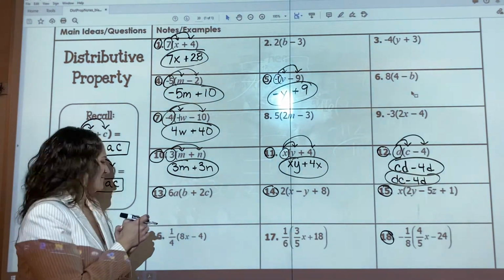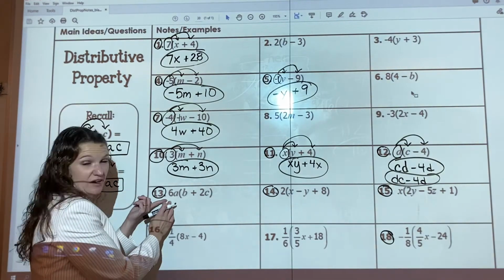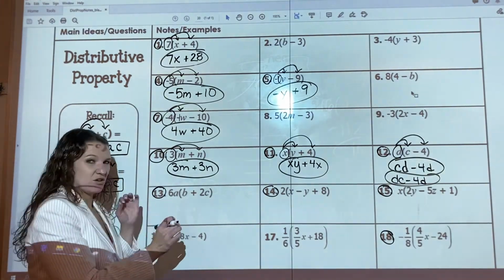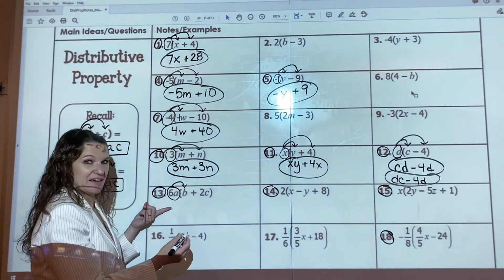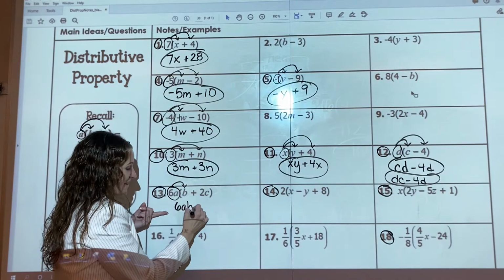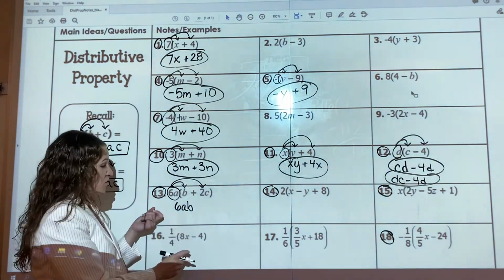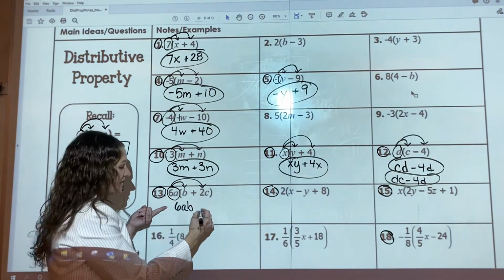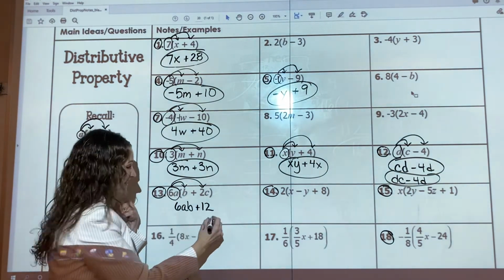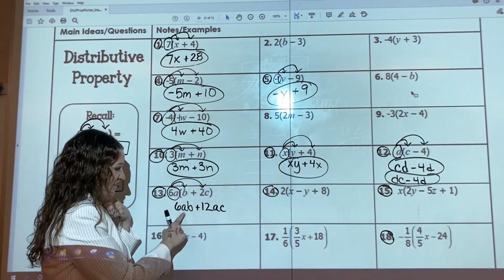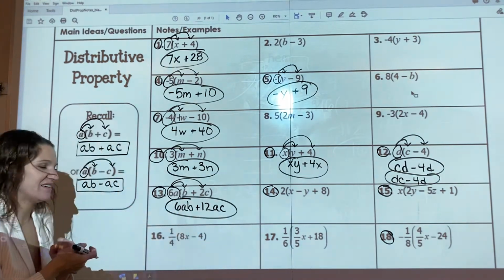Number 13. I like number 13 because now we're distributing two different things. We have a number part and a variable part. So we'll have to look at them slightly separately. 6a times b gives me 6ab. 6a times positive 2c. Well, 6 times positive 2 gives me a positive 12. And then A times C gives me AC. These aren't the same, so I can't combine them, and it's simplified.